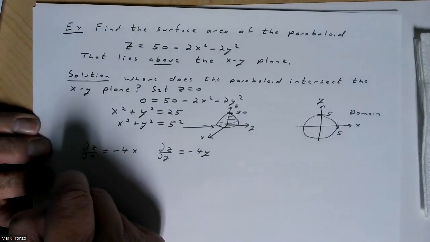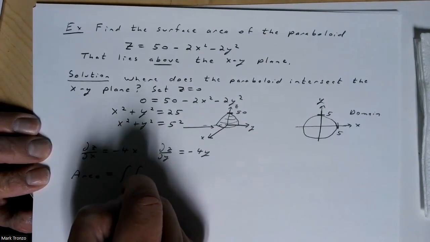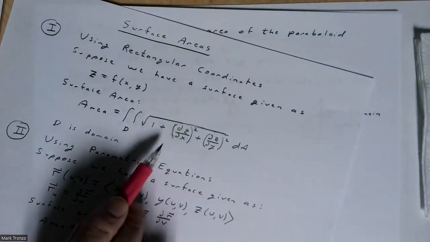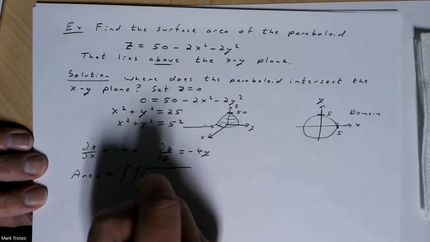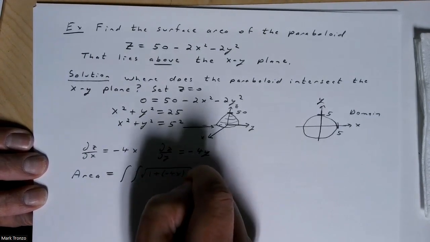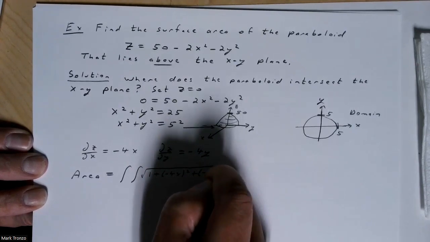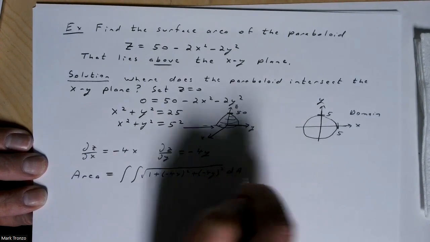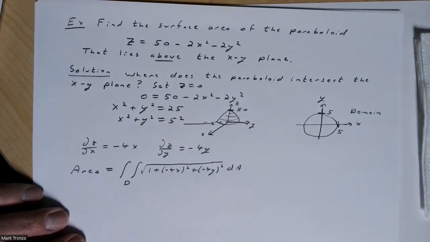And then the surface area will be the double integral. I won't write the equation down again, but remember, it'll be using this equation here. So we're going to have the square root of 1 plus (minus 4x) squared plus (minus 4y) squared dA, over our domain, which is going to be that circle.